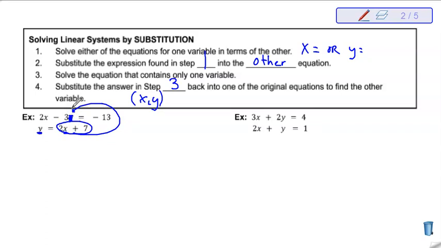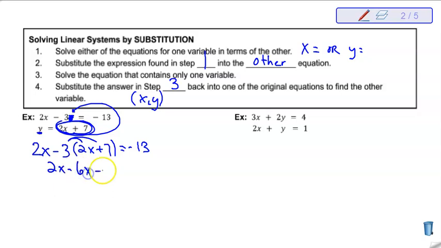So what that looks like then is I need to rewrite that 2x minus 3. Now that's where my y was. I'm going to put all of this in there as a 2x plus 7 equals that negative 13. And now I have an equation with just one letter that we've done multiple times on how to solve. So I want to distribute first and get 2x minus 6x minus 21 equals negative 13. Then we must combine like terms on the left side to get a minus 4x minus 21 equals negative 13.